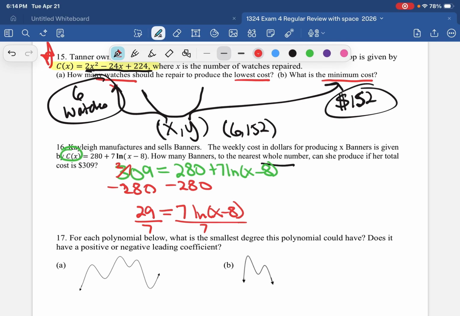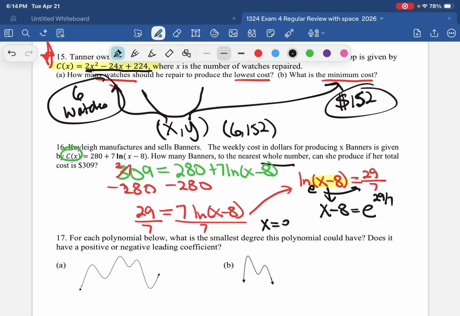And so I'm going to come up here. I'm going to write the natural log of X minus 8 on this side because I know that my boss is whatever you're taking the natural log of. So the boss is X minus 8, and the boss is going to stay right where it's at. The little e is going to get promoted over here and bump the 29/7 up. Still solving for x, I'm going to add 8 to both sides. So I get x equals e to the 29/7 plus 8.